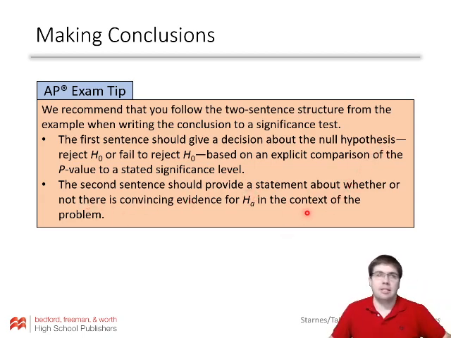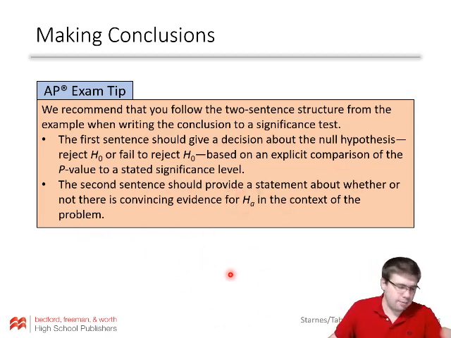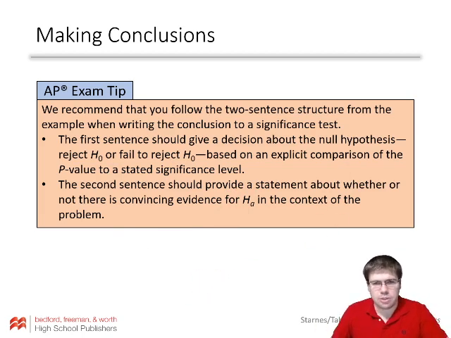So because p was less than alpha and we rejected the null, that means we accept the alternative, or vice versa. If p was greater than alpha, we failed to reject the null hypothesis, and we failed to find evidence for the alternative hypothesis. And then make sure you include some context there.